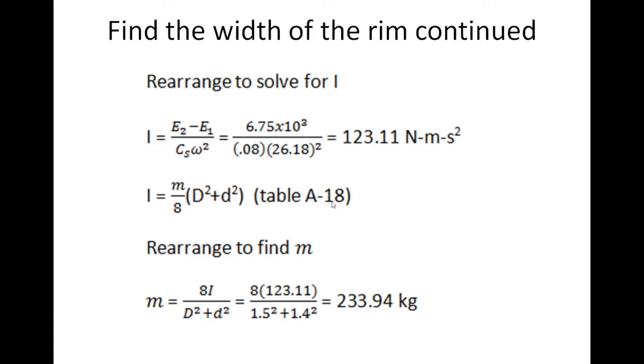Out of table A-18 at the back of the book, we find that I is mass over 8 times the outer diameter squared plus the inner diameter squared. Again, we have the I value from right here, this 123.11. We know the large diameter, the small diameter, so now we need to solve for m, which in this case is the mass. So again, rearranging this equation, we get mass is equal to 8I over the OD squared plus the ID squared, which gives us a mass of 233.94 kilograms.